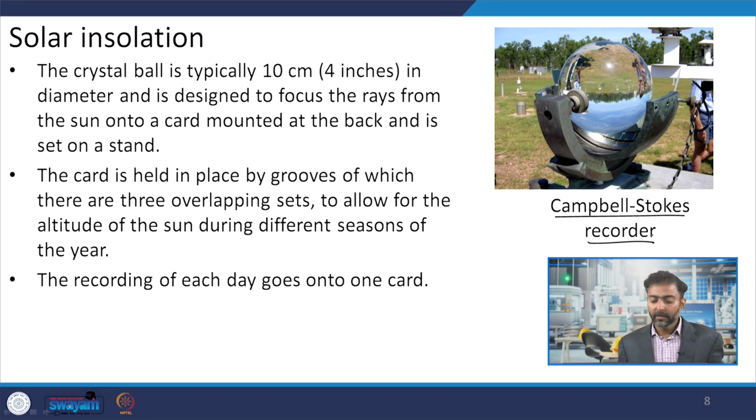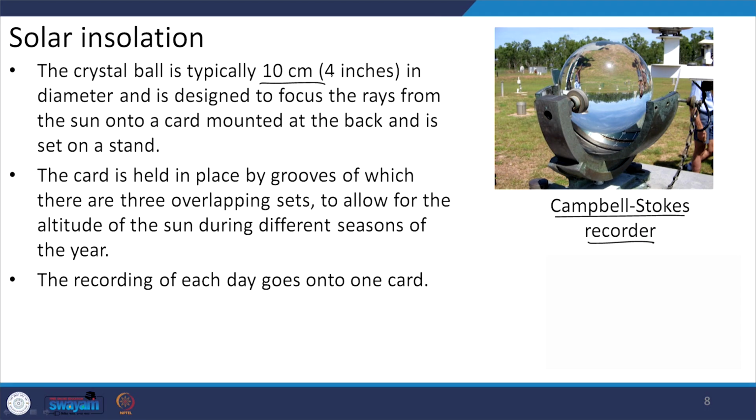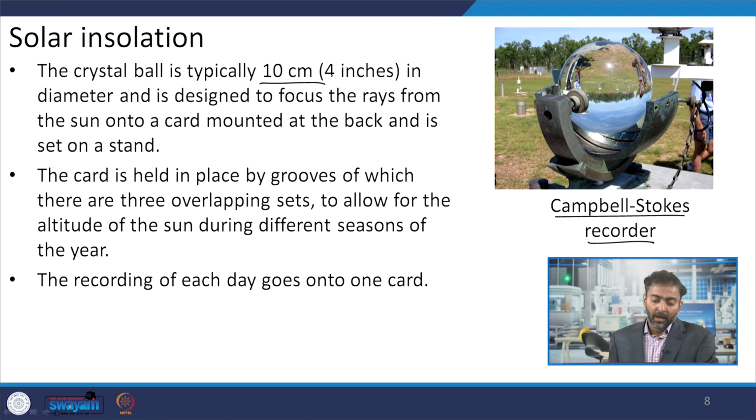Here, as you can see, there is this crystal ball type of structure. This crystal ball is typically 10 centimeters or 4 inches in diameter, and it is designed to focus the rays from the sun onto a card mounted at the back. As you can see here, just behind the base of this crystal ball, where it is mounted, you have this metallic arc. In this metallic arc there is a scale, and there is an aperture in the middle of the arc. This structure is one where inside the metallic plate you can put some special sunshine recorders.